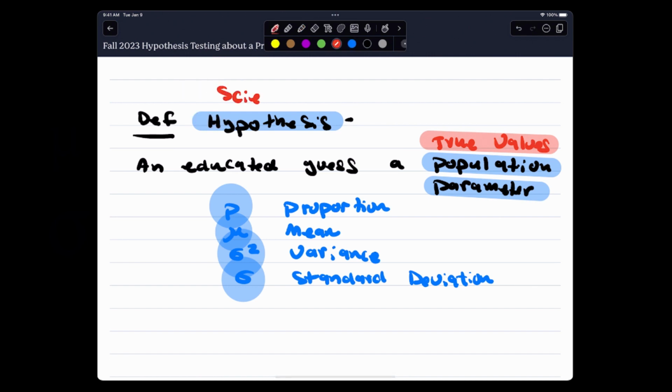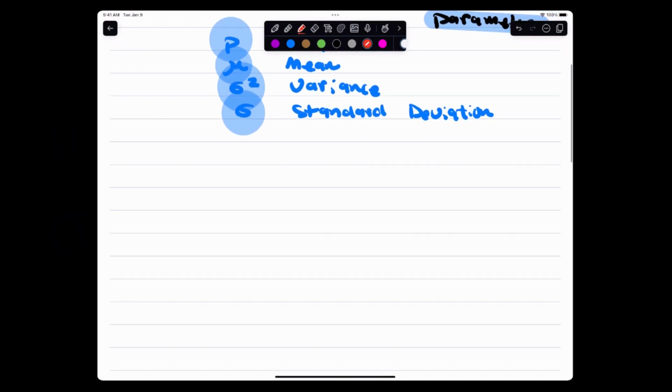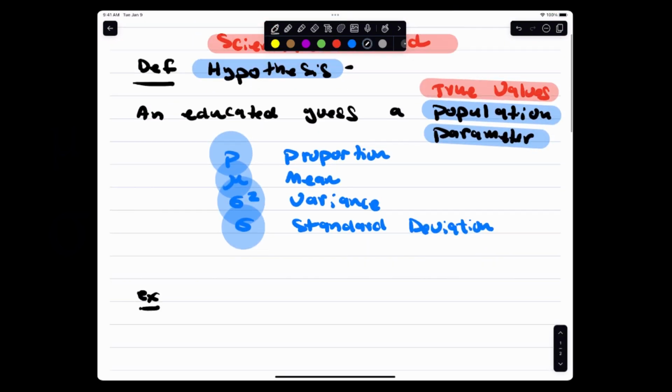This is our scientific method. So there we go. Hypothesis: an educated guess about a population parameter. True values: P for proportion, mu for mean, sigma squared is variance, sigma standard deviation. So here's the deal. This is what we're going to focus on. This is really the first step. Hypothesis testing, we got that first step.